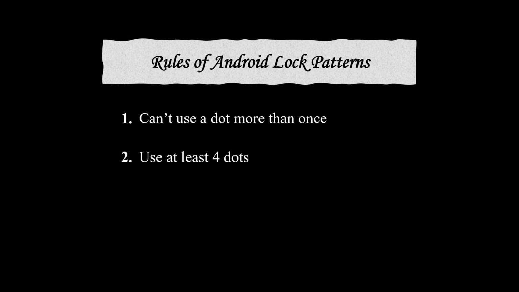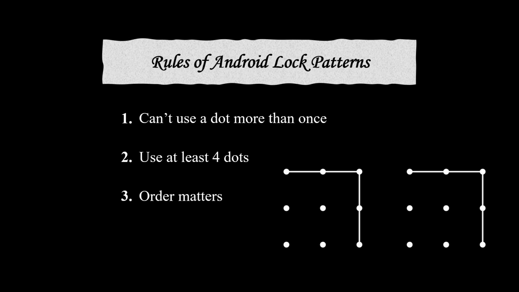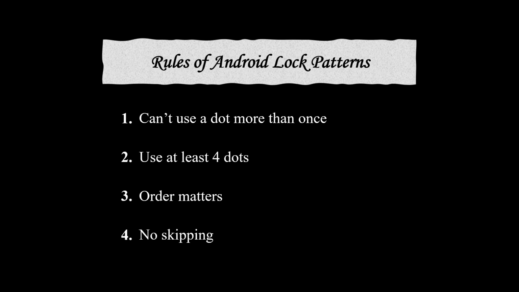Before we start, there are 4 rules in Android lock patterns. 1. A pattern cannot use a dot more than once. 2. A pattern should use at least 4 dots. 3. Order matters. This and this are 2 different patterns. 4. You can skip dots.